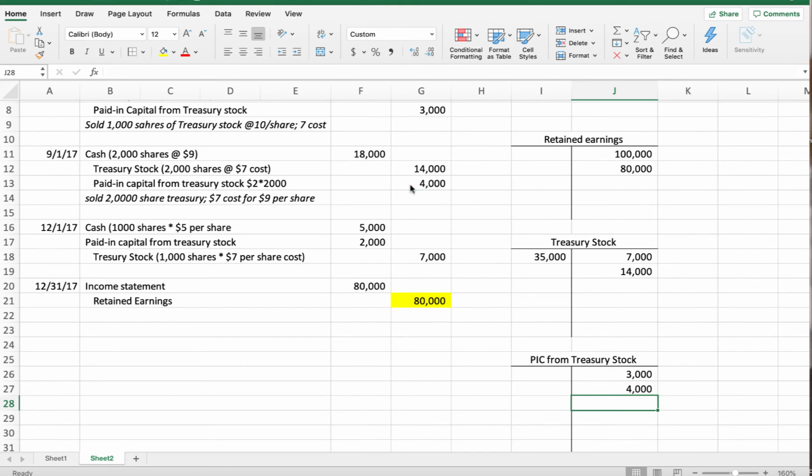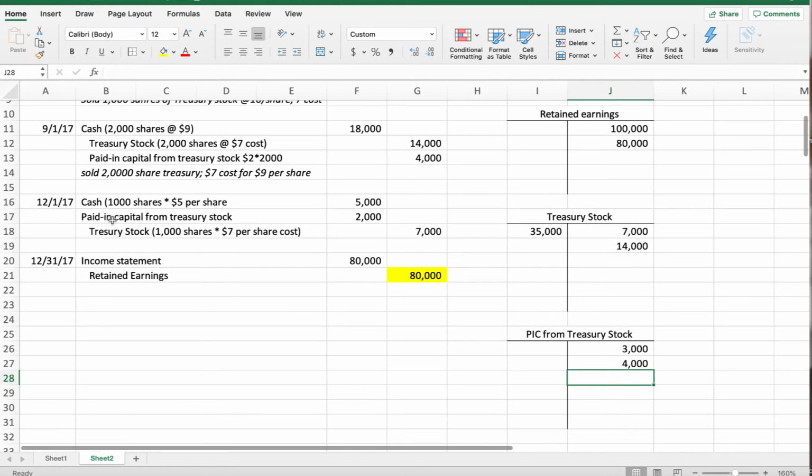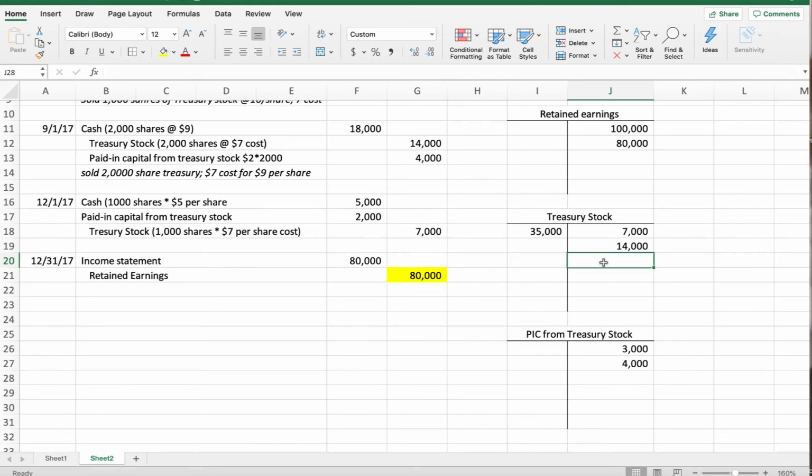Okay. And then finally, we sold some treasury stock and we impacted our paid in capital from treasury stock account. So I need to post this. That's all. So I have a credit to treasury stock for $7,000. I need to post that. And then I have a debit for my paid in capital from treasury stock of $2,000. I need to post that.